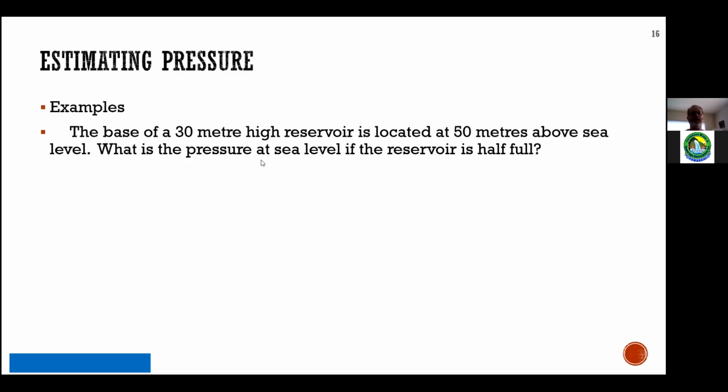I've certainly found that. So another example, the base of a 30-meter high reservoir, okay, so we know the reservoir is 30 meters high, is located 50 meters above sea level. What's the pressure at sea level if the reservoir is half full? So they're trying to confuse you. So the reservoir is 30 meters, 50 meters above sea level. So now we have 80, but the reservoir is half full.